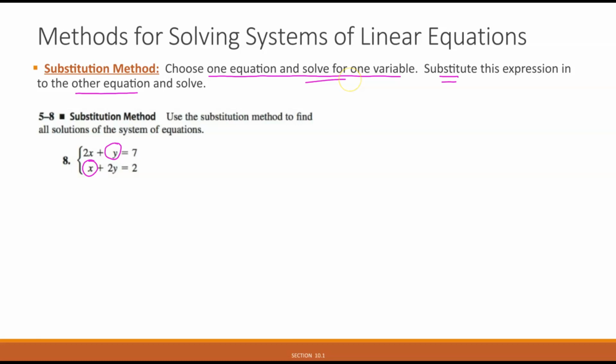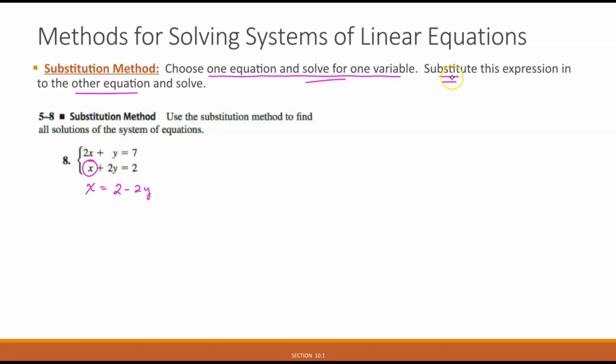We want to solve for one of the variables. It doesn't matter which equation we choose. We can solve for x in equation 2. We can solve for y in equation 1. It doesn't matter. We just choose one equation and solve for one of the variables. Let's say we decide to solve for x. So to solve for x, we would subtract over the 2y.